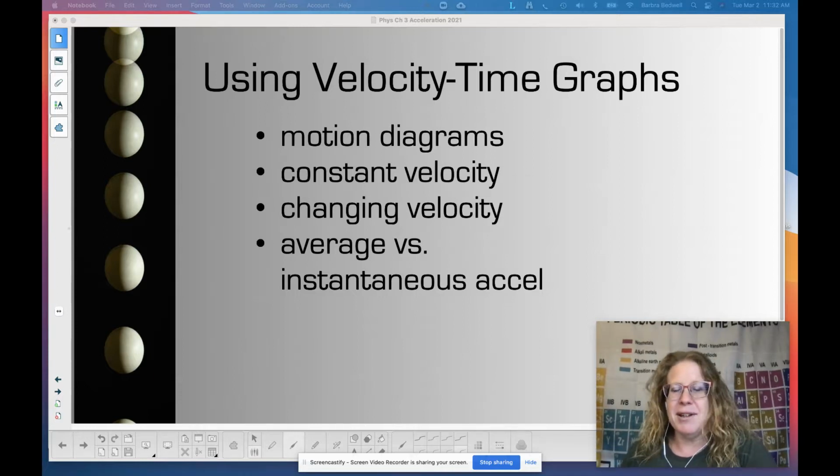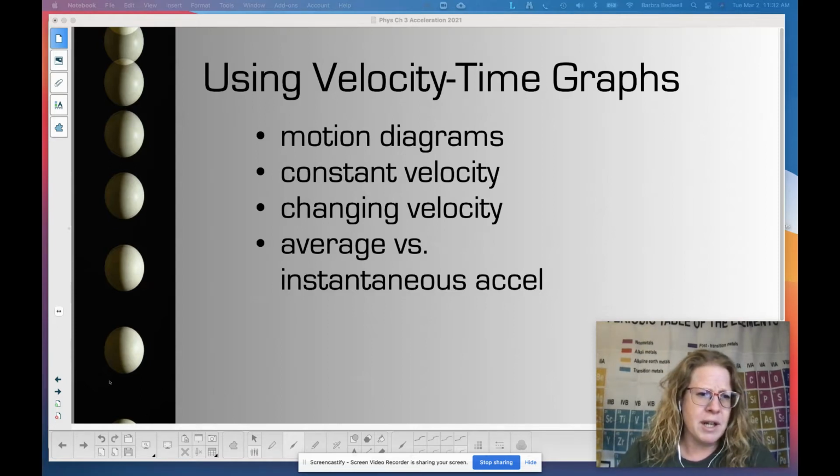We'll take a look briefly at what motion diagrams are. How do we graph it if something's velocity is changing versus staying the same? And then how do we look at the ideas of acceleration on graphs, instantaneous and average acceleration? I'm just going to briefly touch on that topic. So moving on here.